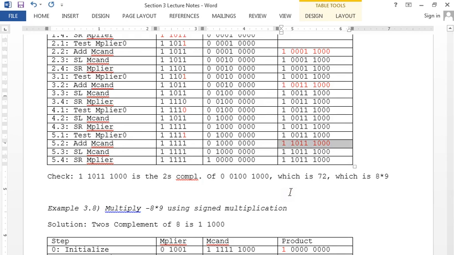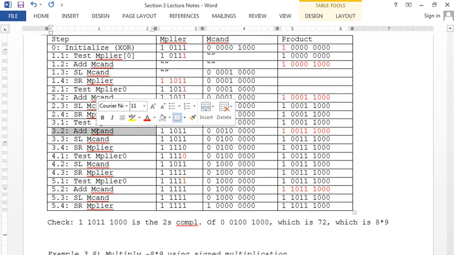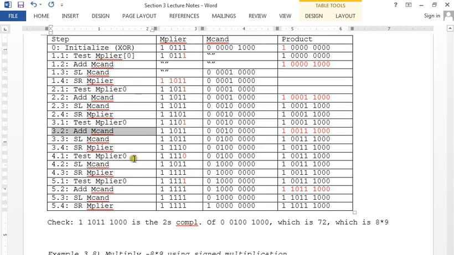We're testing the least significant bit, right? Do nothing. So you see how the previous one we were adding because it was a 1, right? Here, since it's a 0, we don't add. So instead of adding, we just go straight to the shifting.